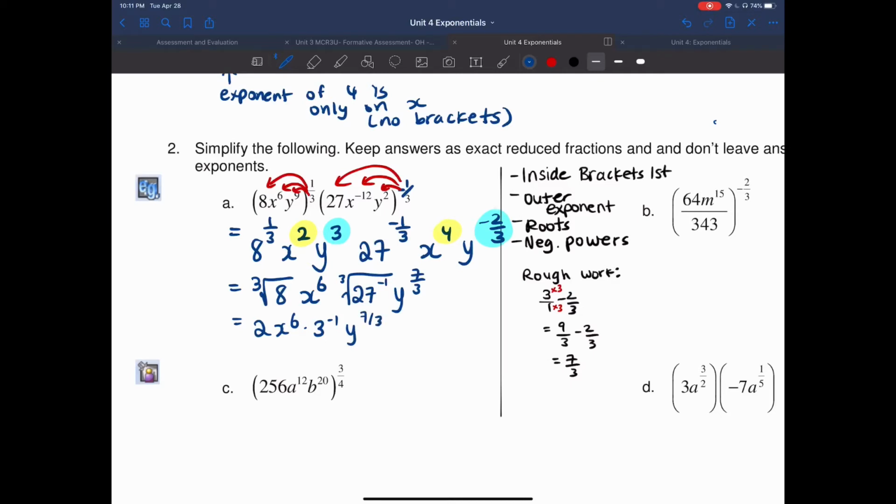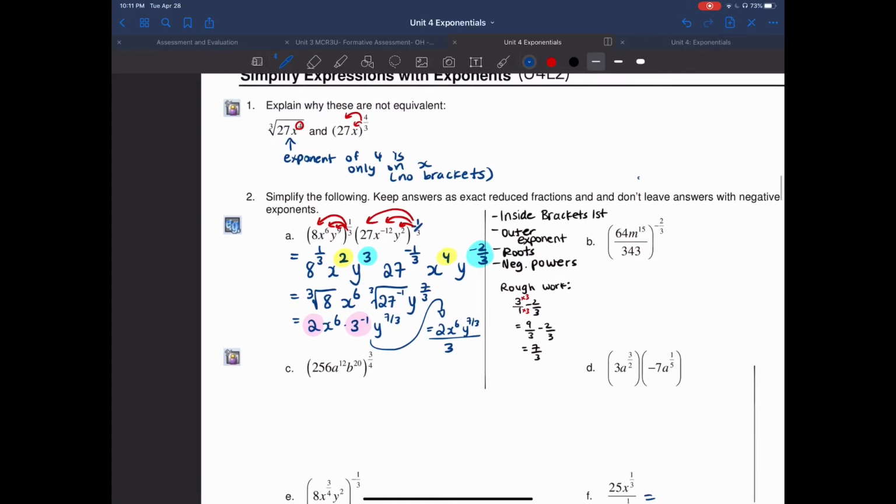I am going to bring the 2 and the 3 to the negative 1 towards the front so it can be a coefficient. And so I have 2 in the numerator, but because 3 to the negative 1 has a negative exponent, I'm going to bring it to the bottom. And then I have x to the 6 and y to the 7 over 3 as my final answer.